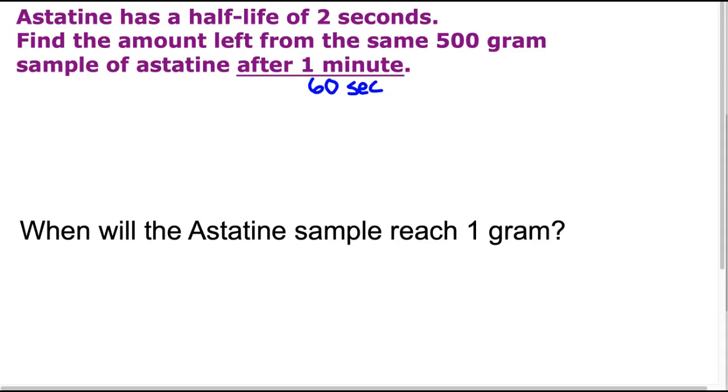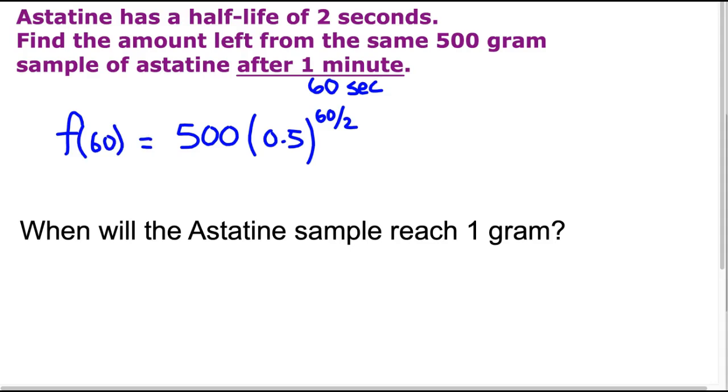Well, there's not going to be that much left then. 500 times 0.5 to the 30 power. That's what f of 60 is. So after 60 seconds, we basically have nothing, right? We basically have nothing, but we're never going to have nothing. That's why we have an asymptote we talked about yesterday as y equals 0. It's never going to equal nothing, but it'll be basically nothing.